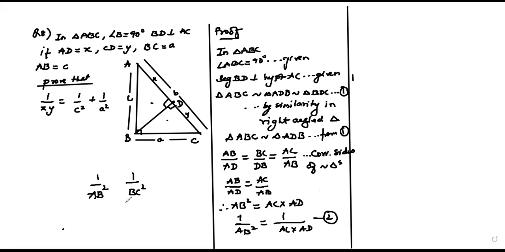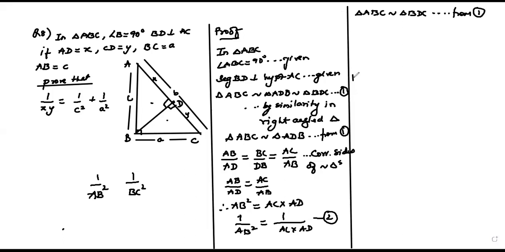Now, I want 1 upon BC square. How can I get BC square? BC को देखो. कौन सा दो राइट एंगल ट्राइंगल का साइड है? एक बड़ा ट्राइंगल का ABC का है और दूसरा एक छोटा ट्राइंगल BDC का है. So today, triangle ABC, similar triangle BDC. Why am I saying children? I'm saying this from 1.